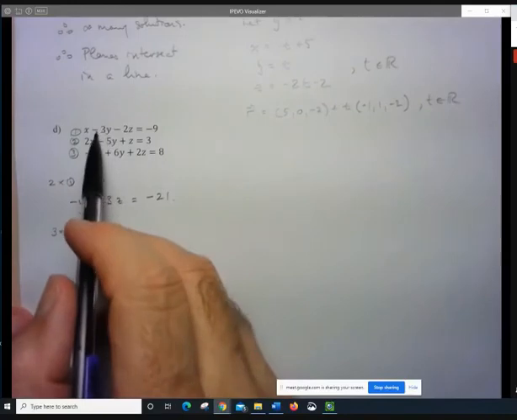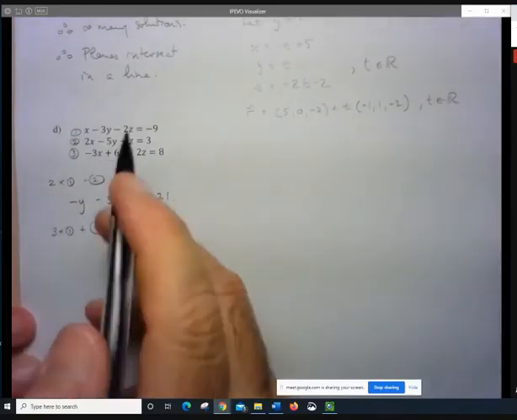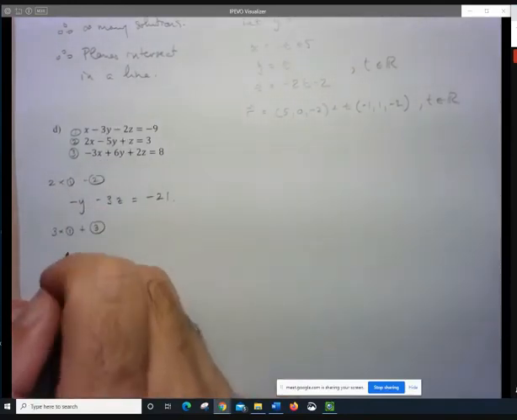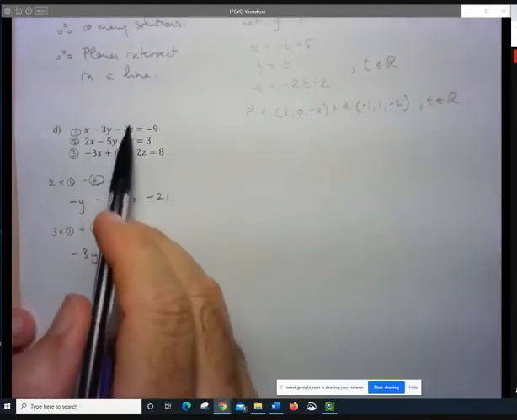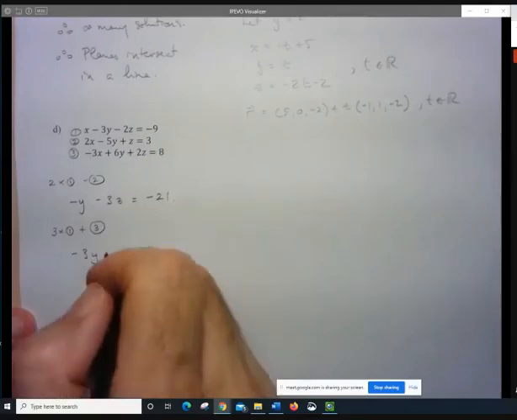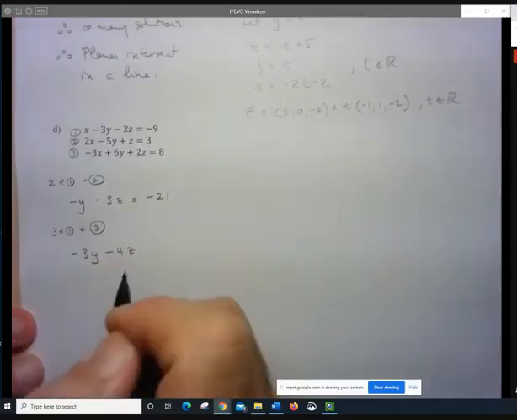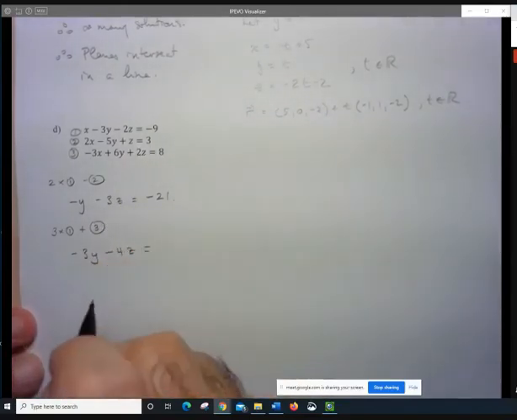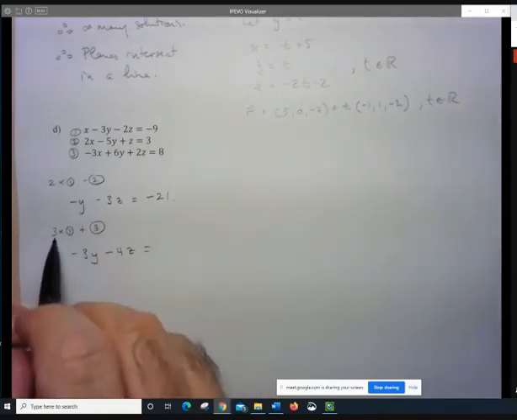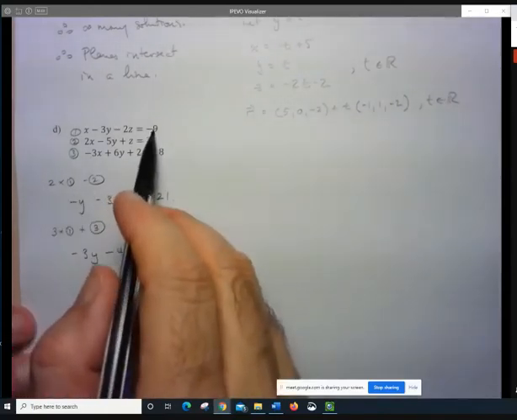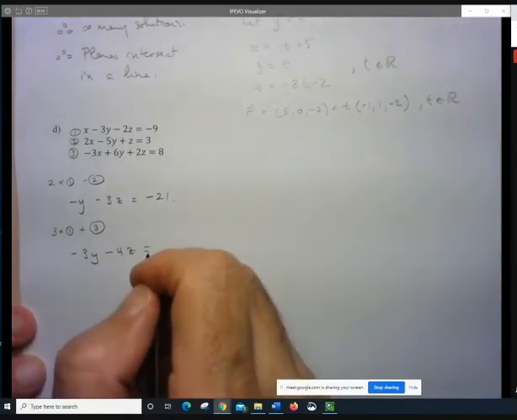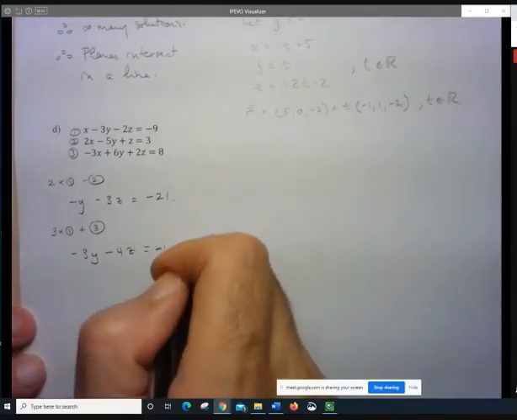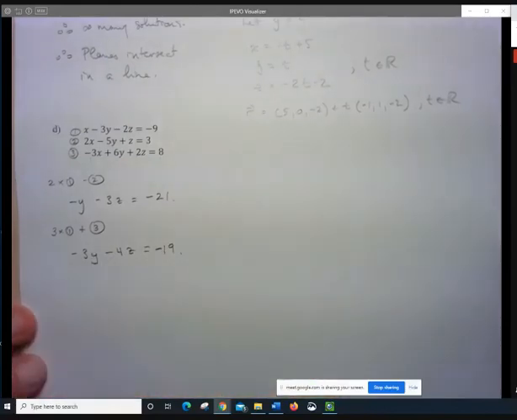This is going to be negative 9 plus 6. Negative 9 plus 6 is negative 3y. And then here, this is going to be negative 6 plus 2, negative 4z equal to, where was I? 3 times, so negative 27 plus 8 is negative 19, right? Check the algebra. Does that look good?